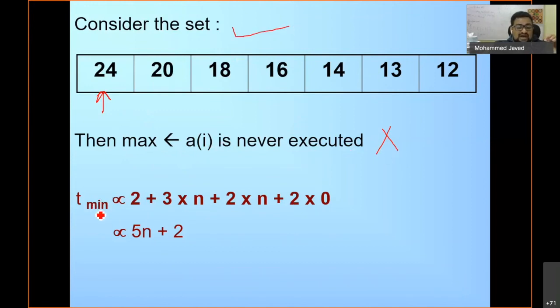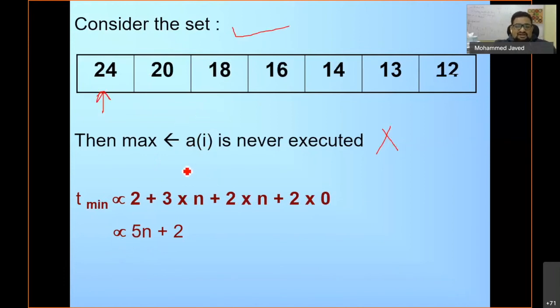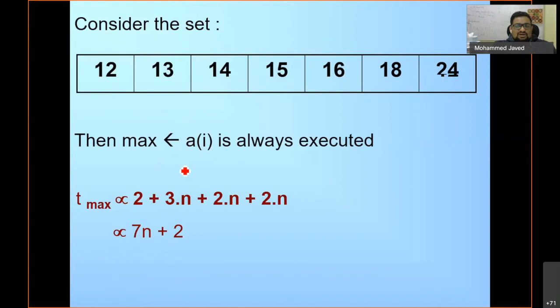So the minimum execution time for this algorithm, when the first element is the maximum element, is proportional to 2 plus 3 into n. Simply as per the calculations I have shown in the previous slide, you take it and just add it, you will get T proportional to 5n plus 2, right? So this is linear. Now that this is the best case, consider the worst case.